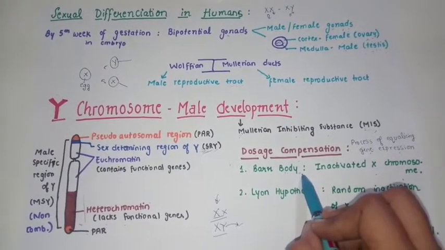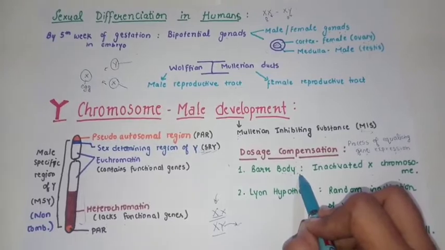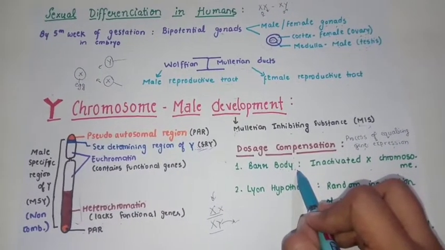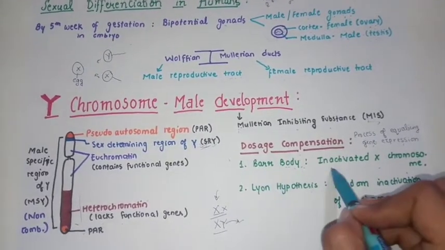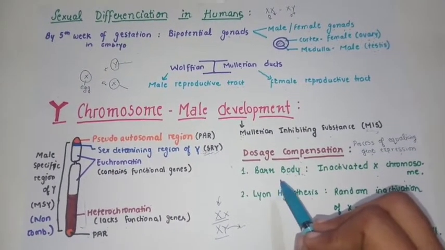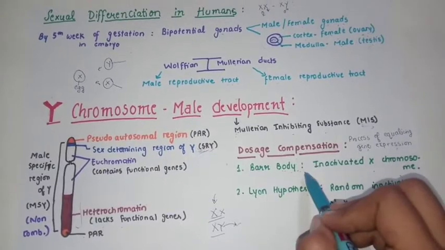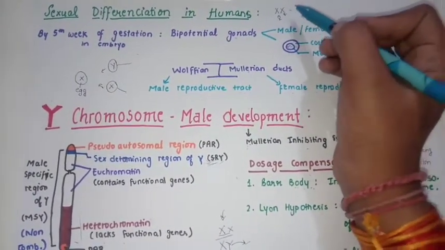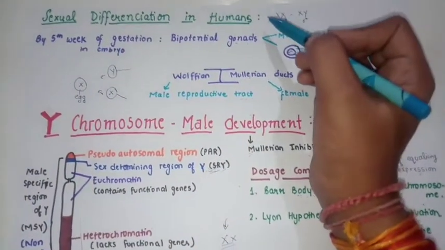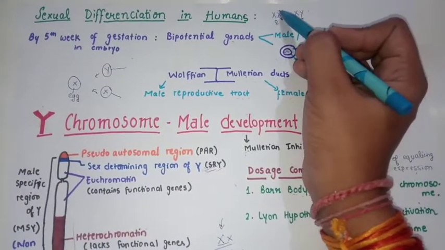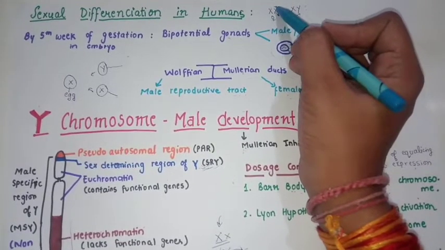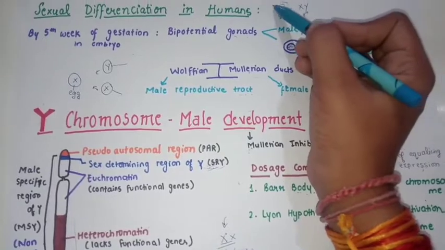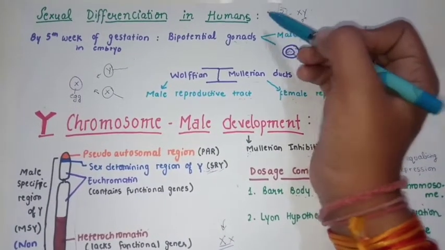It is absent in male. Also, it is present in the cheek cells of the female in humans. So this is an inactivated X chromosome that leads to dosage compensation. If we talk about it, as we know that one X chromosome is inactivated because of the Barr body, means if this X chromosome is having the Barr body, this is inactivated. Only one X chromosome is activated.